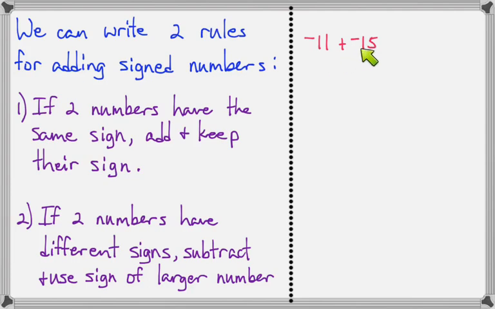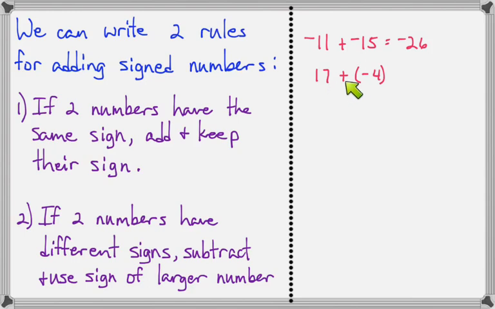You can still go back to the bank account analogy if you want to, but you can just use these two rules. Negative 11 and negative 15, they both have negative signs, so we add the two numbers. That gives us 26, and we keep the sign, which is negative, so the answer is negative 26.